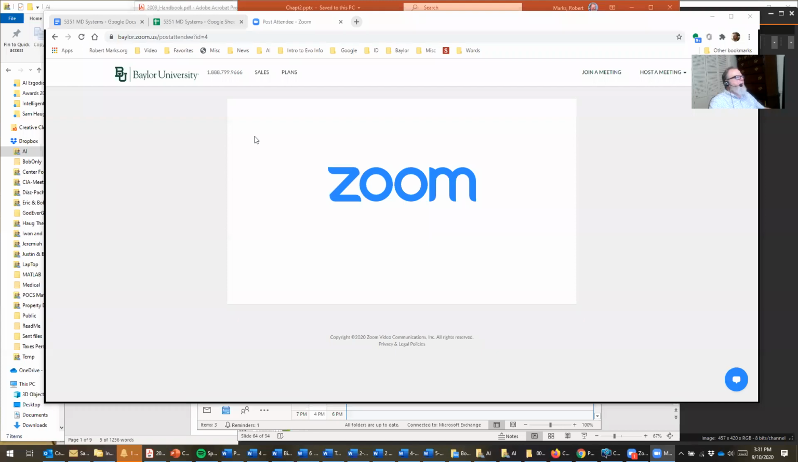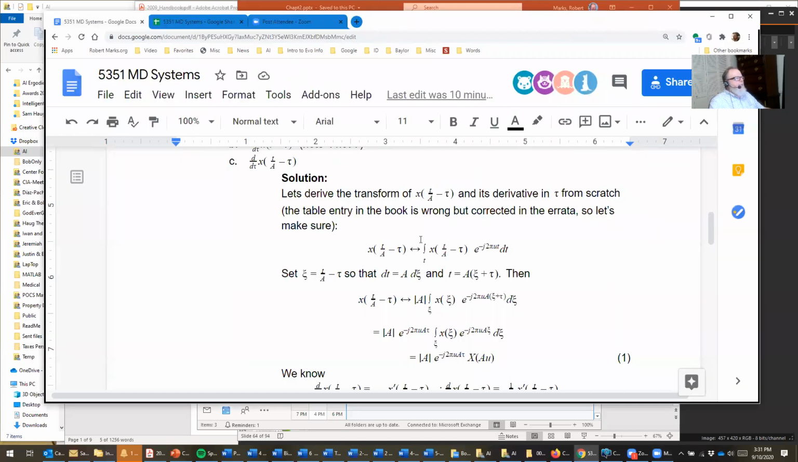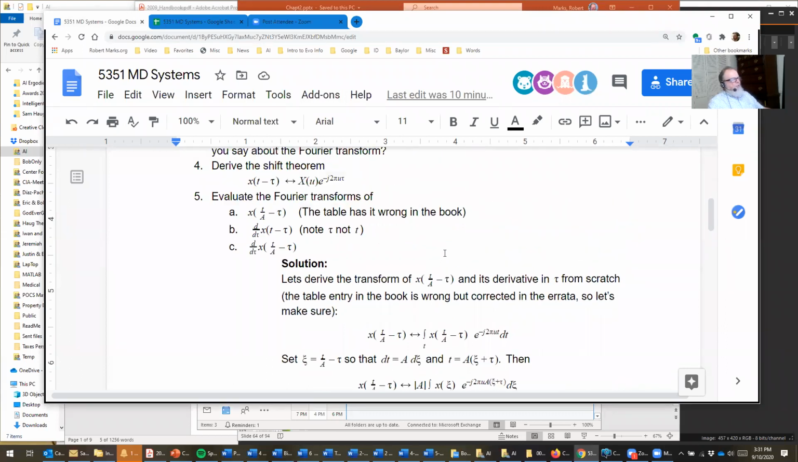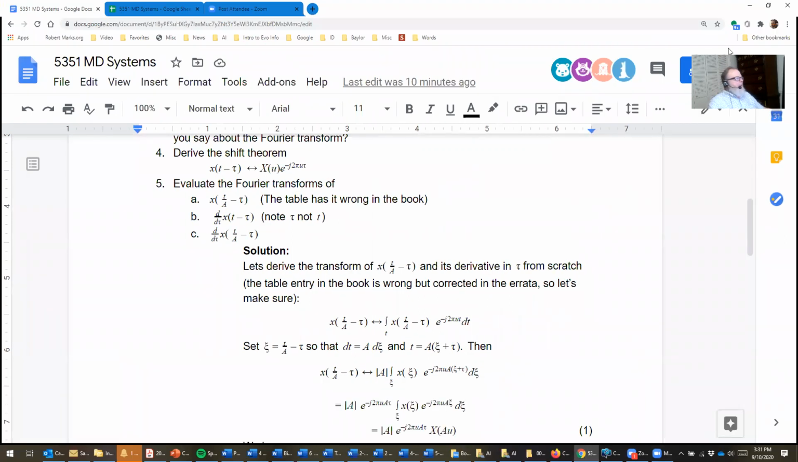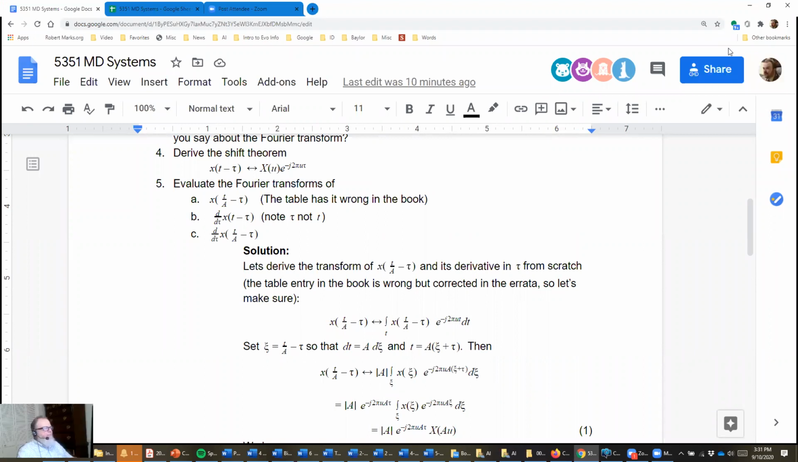And in fact, I'm going to share my screen with you and show you something. Okay, hopefully you can see my screen right now. If you go to the homework, I put the solution to the problem right in the homework, so you'll be able to look at that at your leisure.